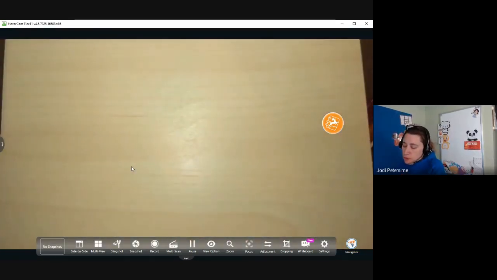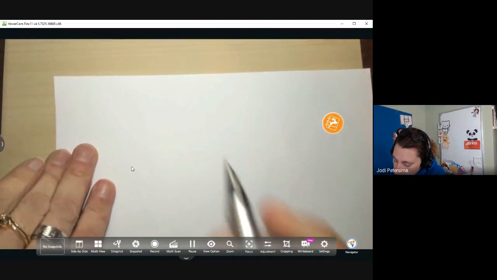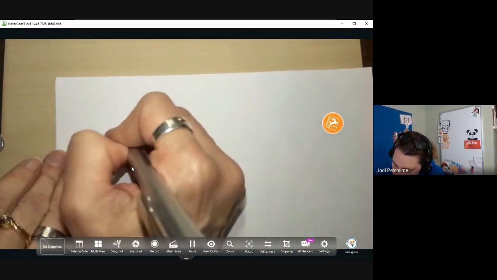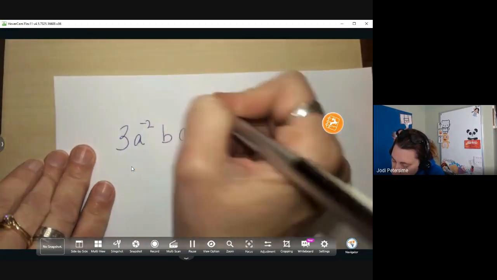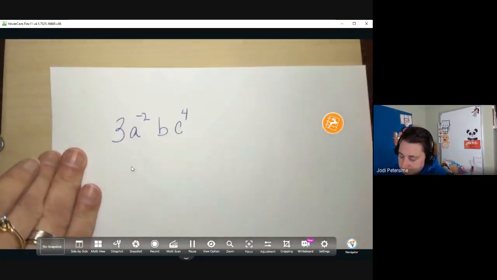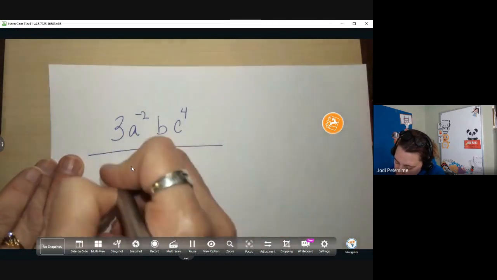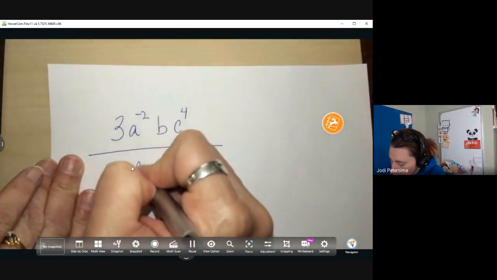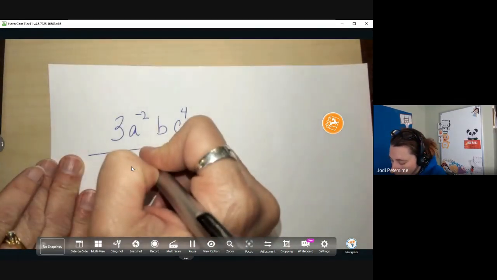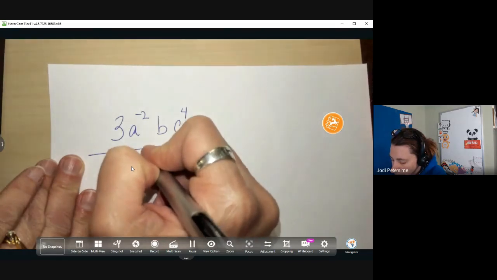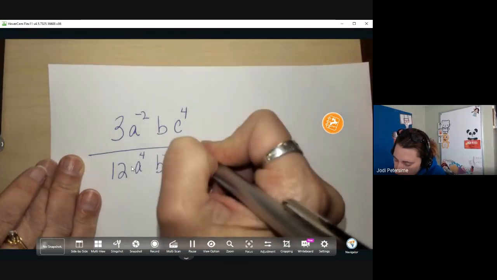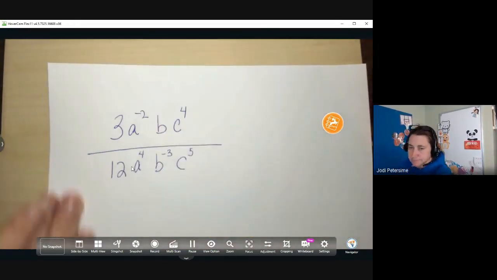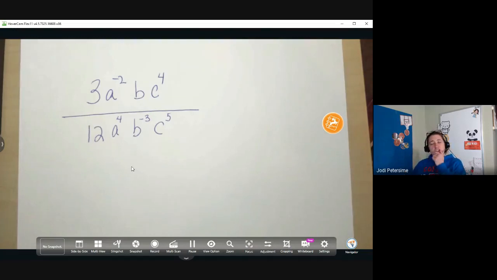And I'm going to use a quotient as the example here. So let's do 3a to the negative second power, b, c to the fourth power, divided by 12, a to the fourth, b to the negative third, c to the fifth. Let's go with that. Now, there are two ways to think about this one.